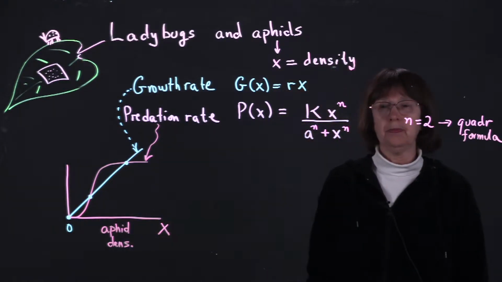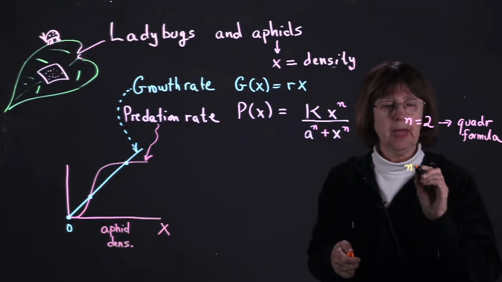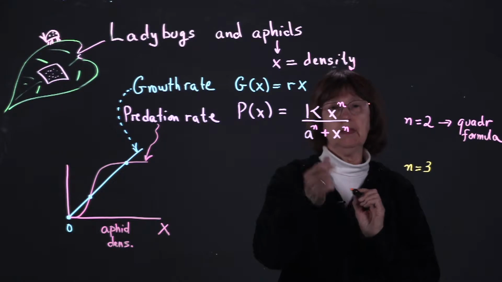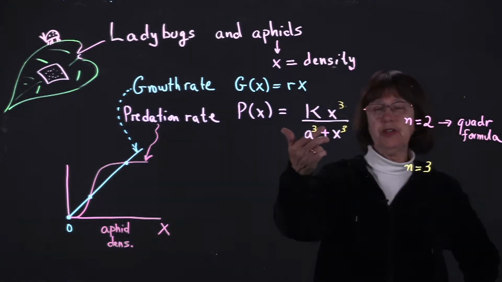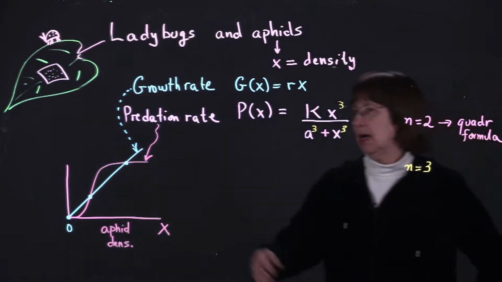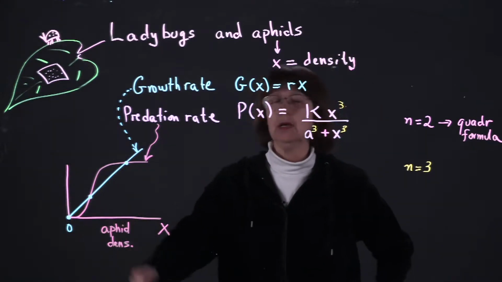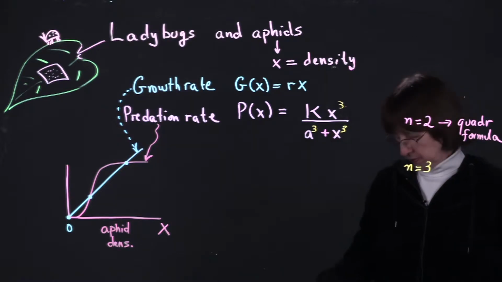Today, we address the problem of what happens when n is some other value, for example, n equals 3 in the Hill function. In other words, we're looking at a predation rate which has a form shown here. Its structure is going to be very similar with perhaps a slightly longer lag phase in the beginning. And the question is what to do.